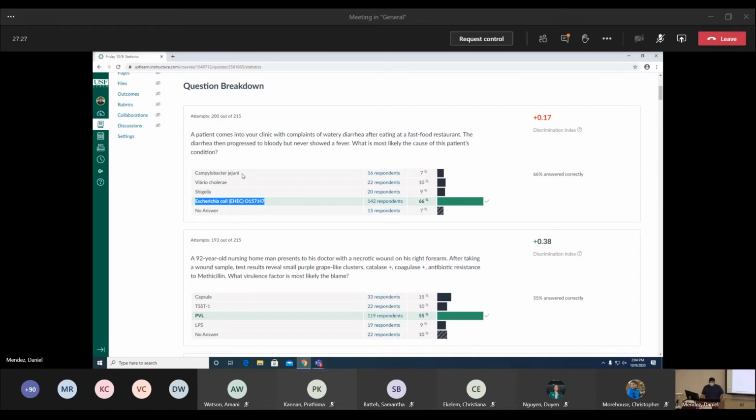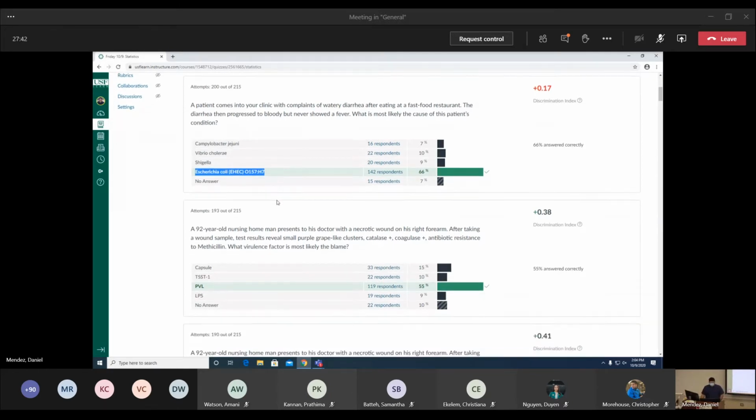Like I've said before, kind of go through these and see why these wouldn't be answers. There are some here that have watery, and then there are some that have bloody, so inflammatory stool. So you have to go through, kind of figure out why each answer choice is incorrect.